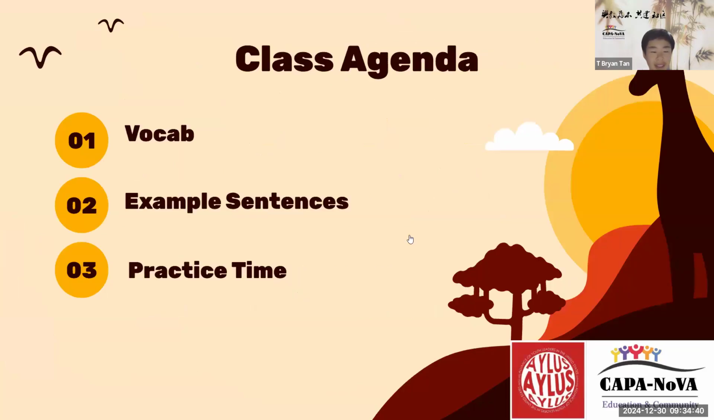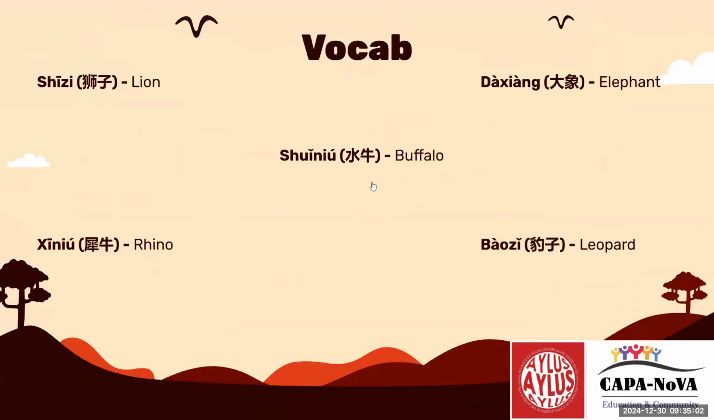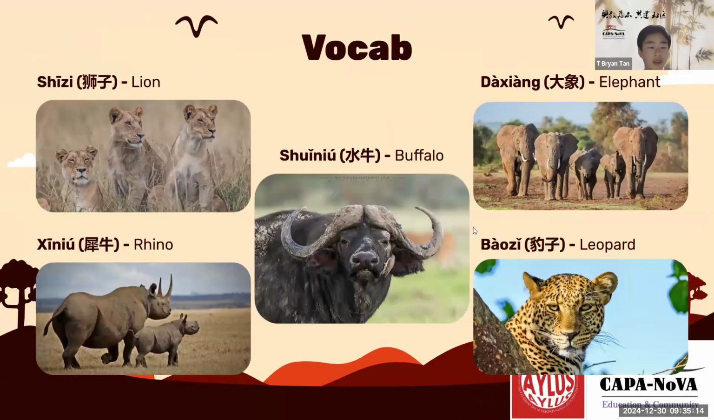Okay, so now on to the new stuff. Today's lesson is actually really short, so we'll be focusing on plugging the terms into scenarios. So first vocab, then example sentences, and then practice time. So we're learning about the big five. Can you guys see the images? Not yet. Just click on the slide one more time. Oh, okay. Yeah, there you go.